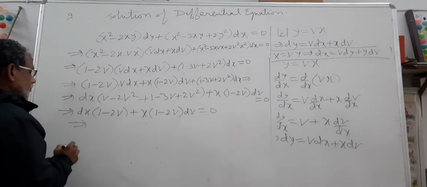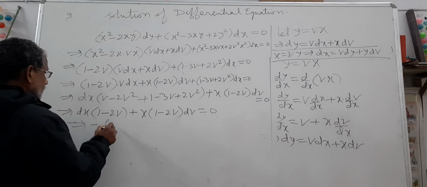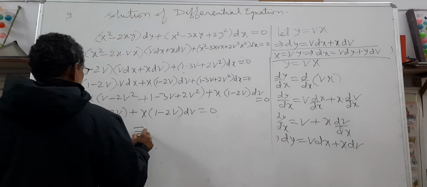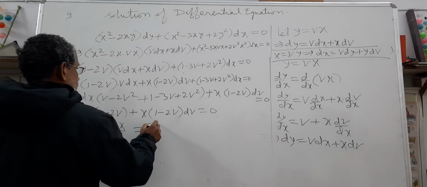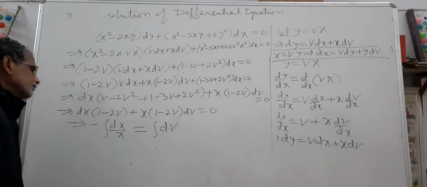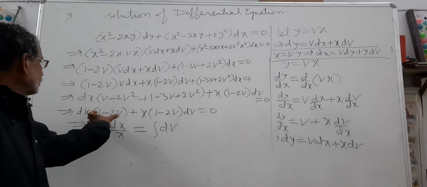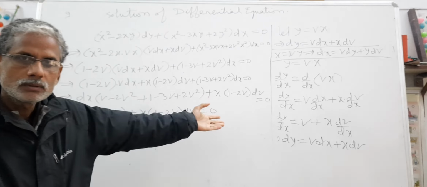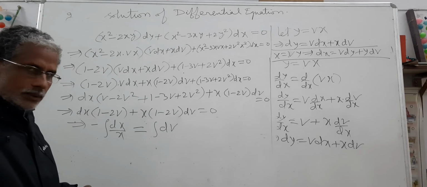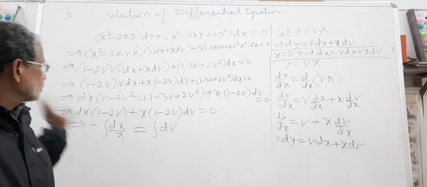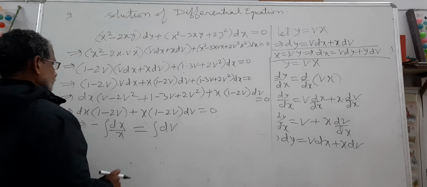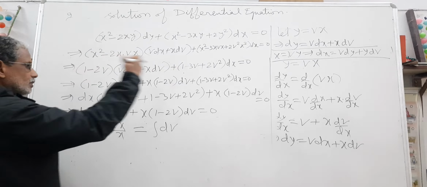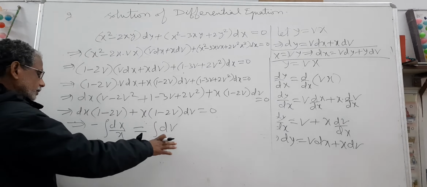This implies minus dx upon x is equal to simply dv. 1 minus 2v becomes common, goes to the right portion, in denominator of 0. 0 by anything becomes 0. So dv remains here, this dx goes to the other side, then x goes in denominator.